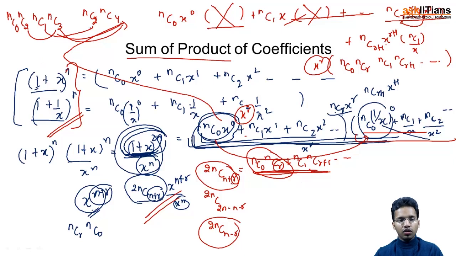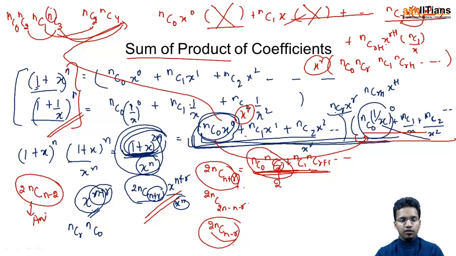So what you will do in this question is just put r equal to 2. If you put r equal to 2 here, you will get the answer as 2nC(n-2). Now depending on the n value, you will get the answer of this. So again, a very important thing.